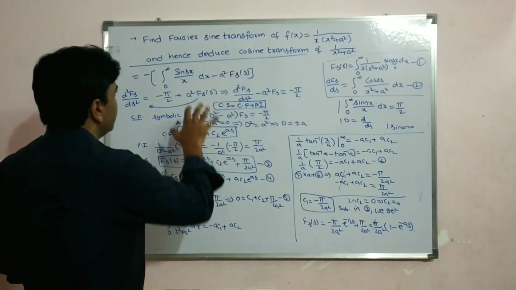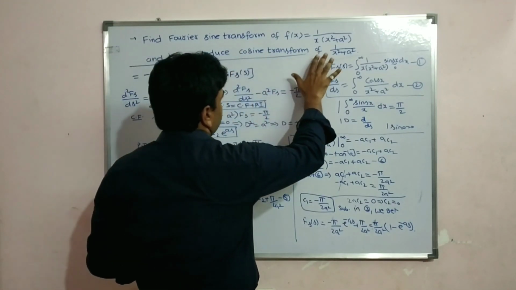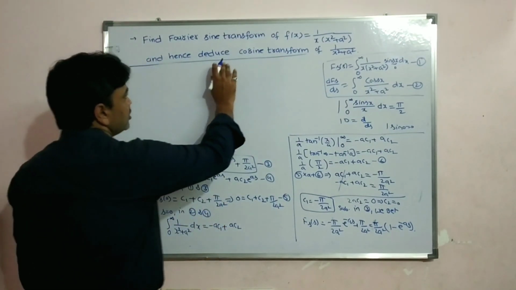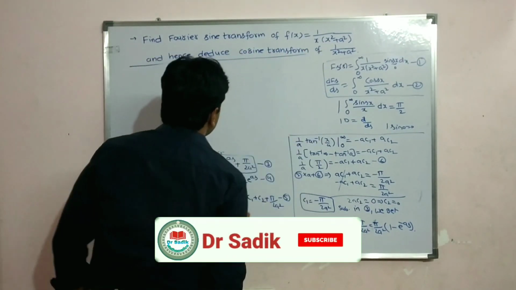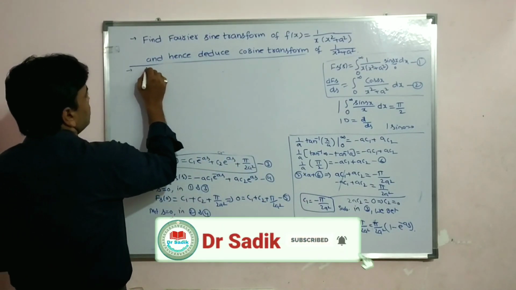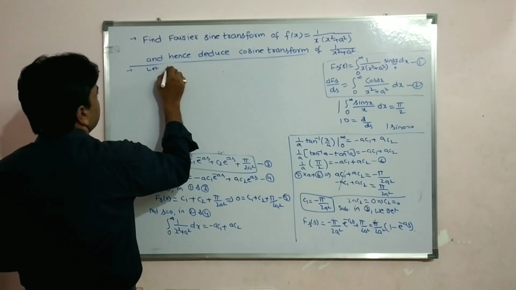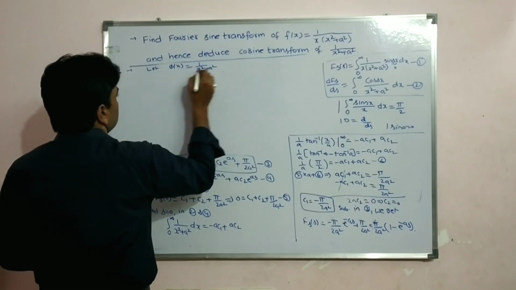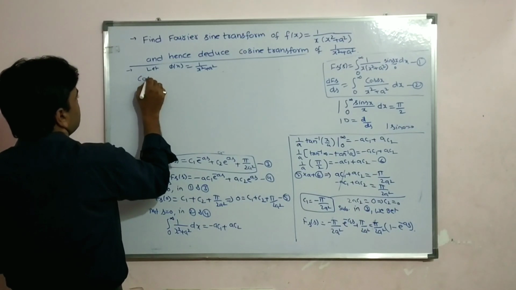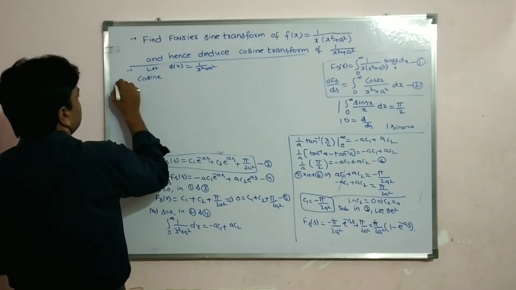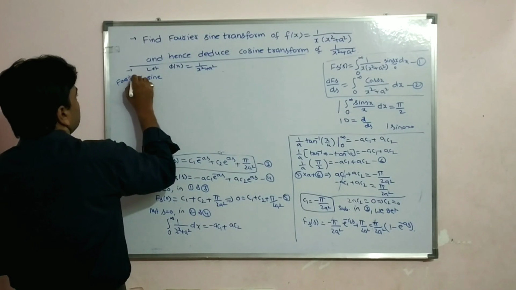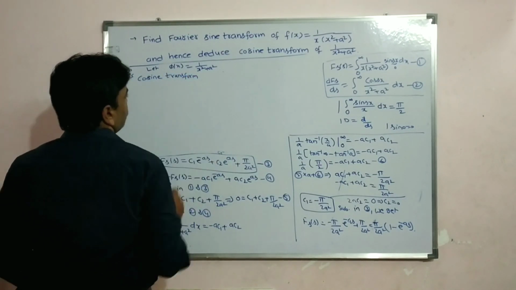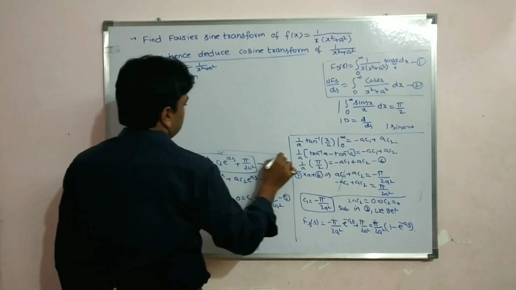Now let's see the second one: hence deduce the cosine transform of 1/(x²+a²). Deduce the cosine transform. Let φ(x) equal 1/(x²+a²). What is the Fourier cosine transform?